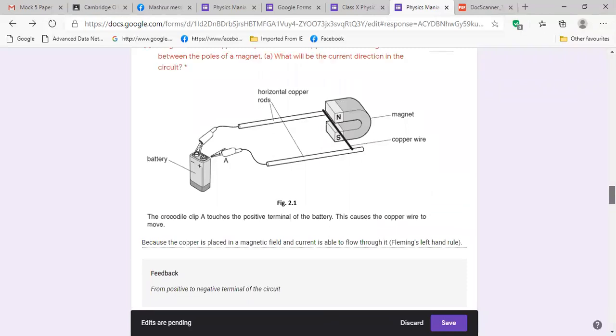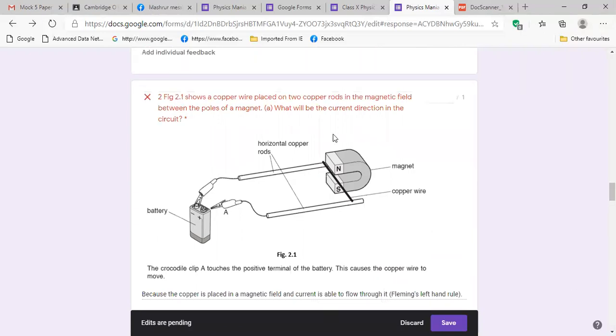So look here, they did not ask you about Fleming's left hand rule here. Look what they are asking in the question. What will be the current direction in the circuit? This is the question. So the current direction is from positive to negative.